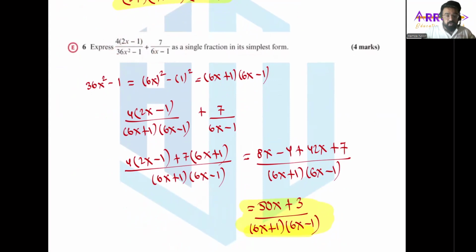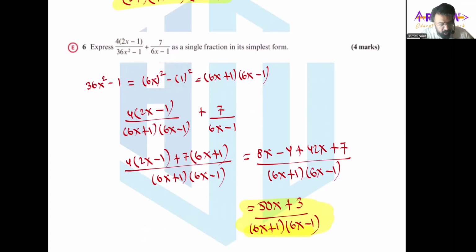So first of all, I'm going to factorize this 36x square minus 1. Now as you can see, I can write this as a difference of the squares. So in place of 36x square, I can simply write 6x whole squared. So this becomes 6x whole squared minus 1 squared. And then you factorize it, so you get 6x plus 1 multiplied by 6x minus 1.